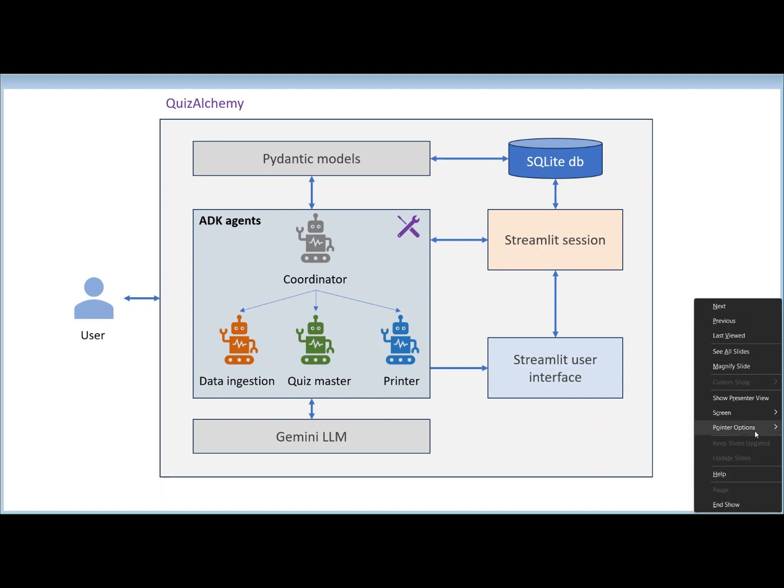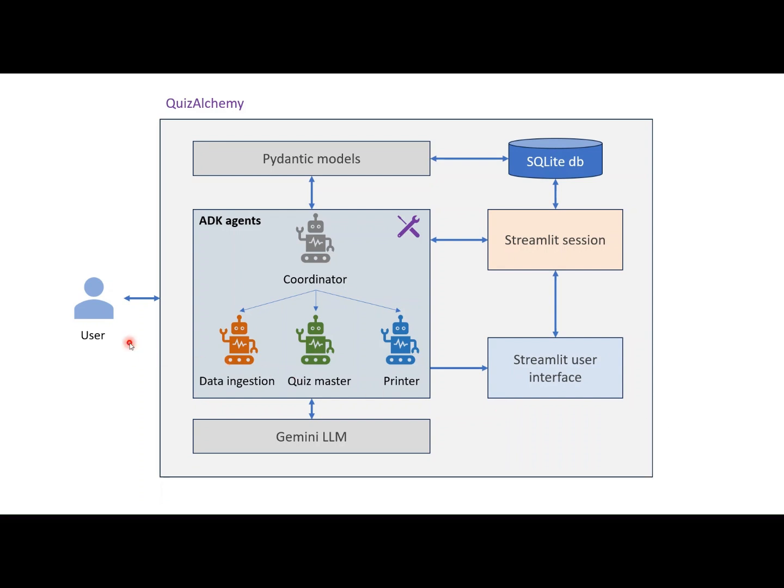Here, a user submits a query, for example, create a quiz based on this URL of a PDF file. This query is then delegated to the appropriate agents. We have a few, for example, a coordinator, which delegates the task. There is a data ingestion agent that creates a question bank out of the file, and a quiz master who creates a quiz and displays it. The question bank is stored in a SQLite database for later reuse.